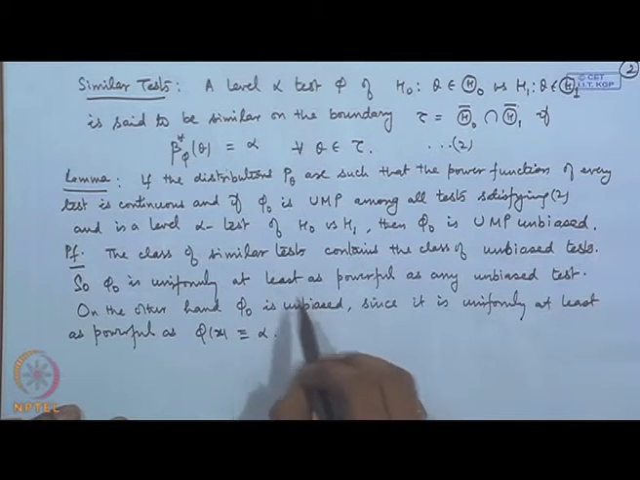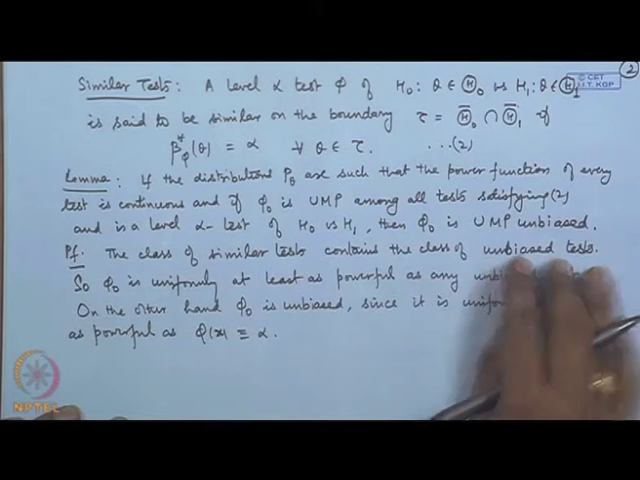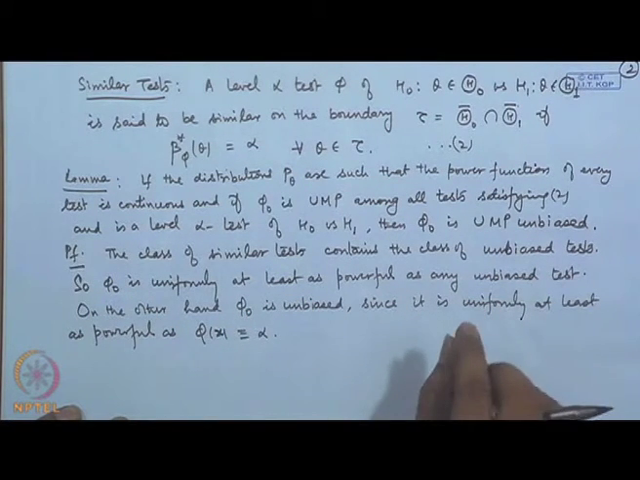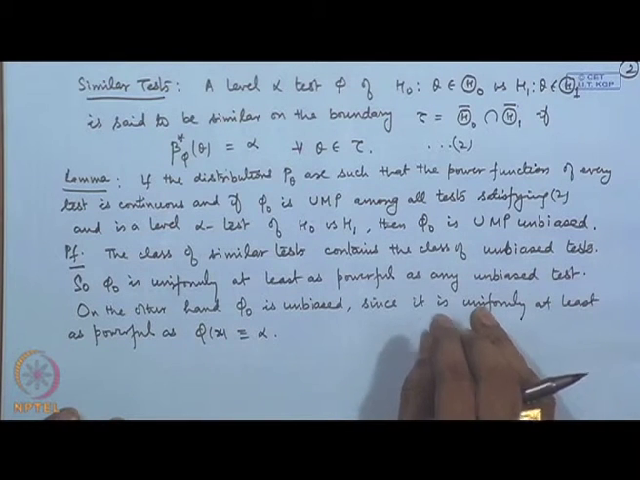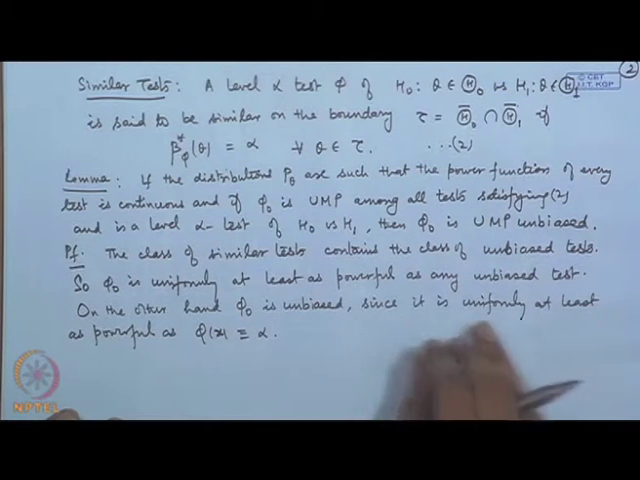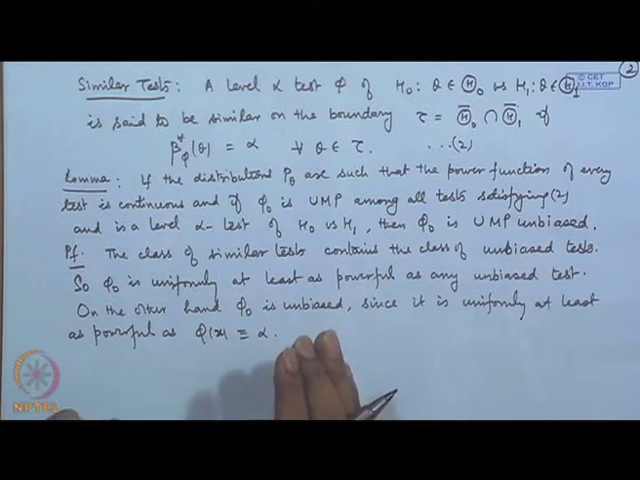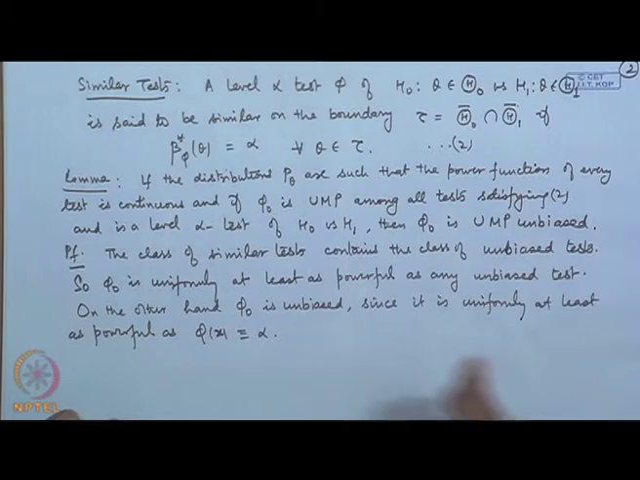This class of similar tests contains the class of unbiased tests. So, phi naught is uniformly at least as powerful as any unbiased test. On the other hand, phi naught is unbiased since it is uniformly at least as powerful as phi x is equal to alpha. Therefore, phi naught will be UMP unbiased.